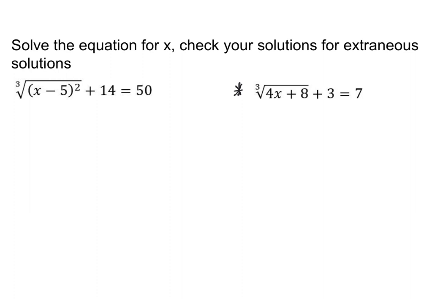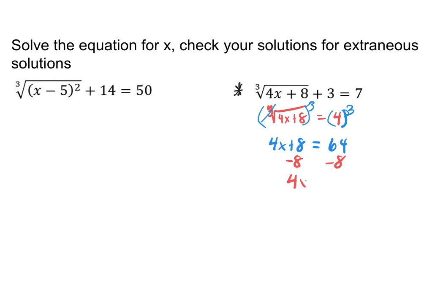So I'm going to isolate my radical. I'm left with the cube root of 4x plus 8 equal to 4. Because it's the cube root, I'm going to raise everything to the power of 3 to cancel out. So I'm just left with 4x plus 8 is equal to 4 to the third power, which is 64. Then I'm going to minus 8 on both sides. So 4x is equal to 56. Then divide by 4. So x is equal to 14.